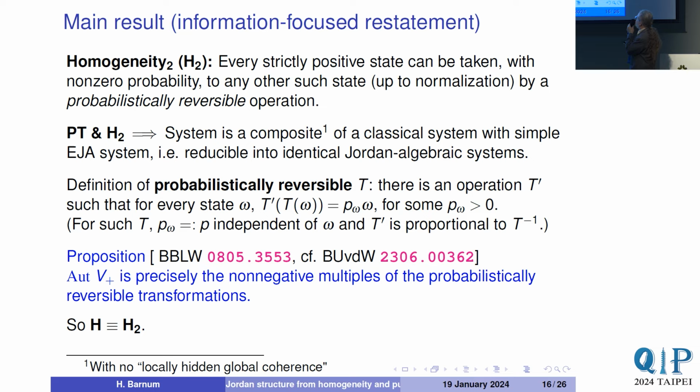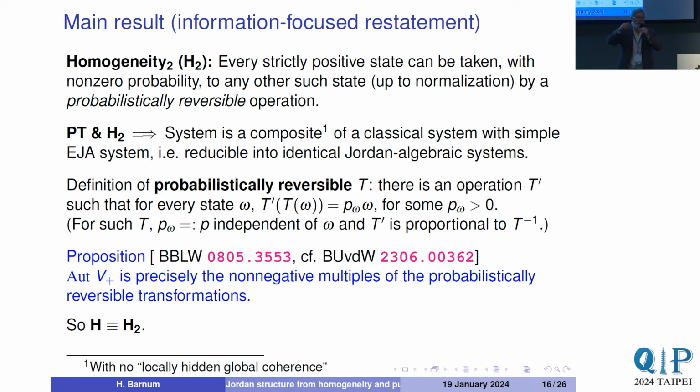Okay, so an information-focused restatement of it is we can reformulate homogeneity as saying every strictly positive state, so interior state, can be taken with non-zero probability to any other such state up to normalization by a probabilistically reversible operation. And the reason is it's an easy proposition that the order isomorphisms are precisely the non-negative multiples of the probabilistically reversible transformations.